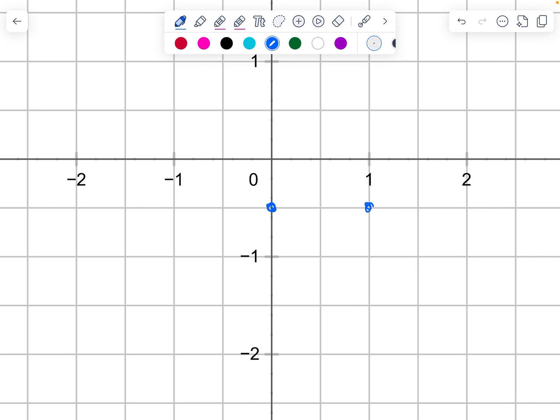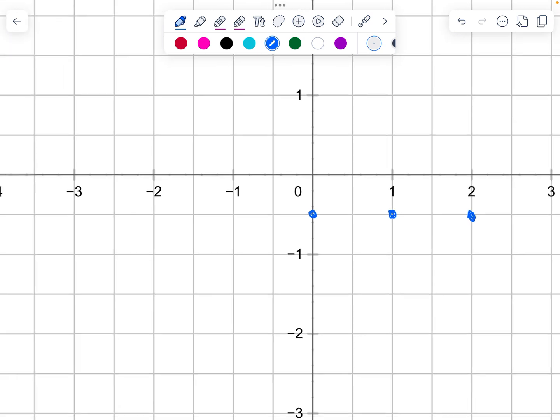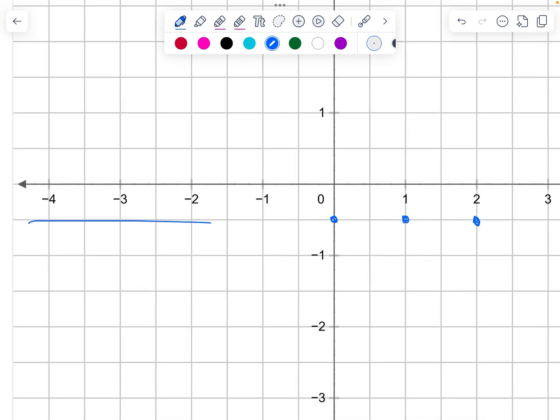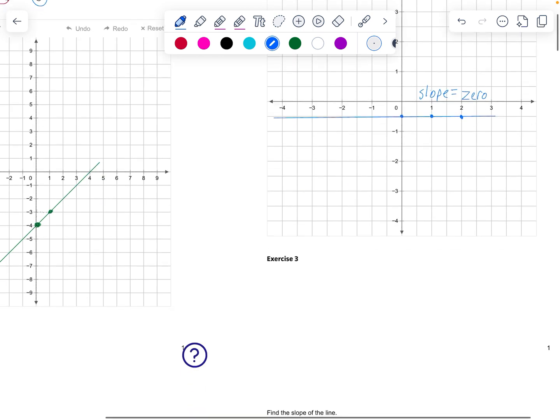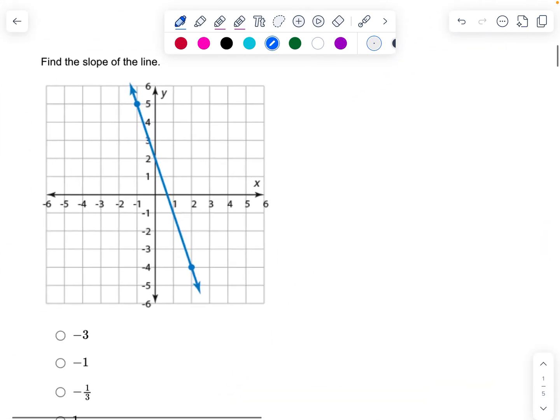If x equals 1, y equals -1/2. If x equals 2, y equals -1/2. So it's going to make a straight horizontal line. And by the way, what is the slope of a horizontal line? The slope of a horizontal line is not positive, it's not negative, it's 0. Okay, it's 0. So there's the first 2. Now let's go look at number 3.